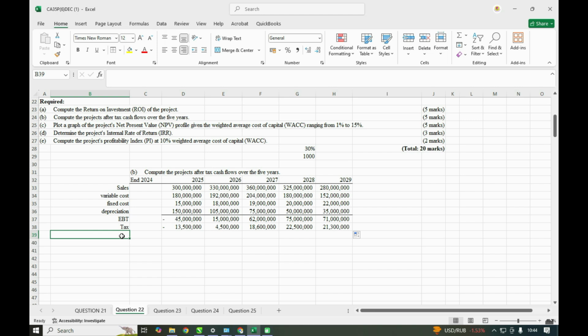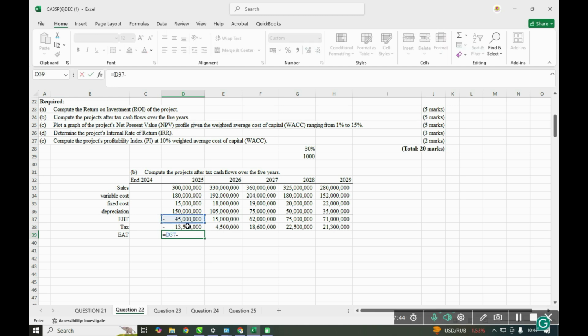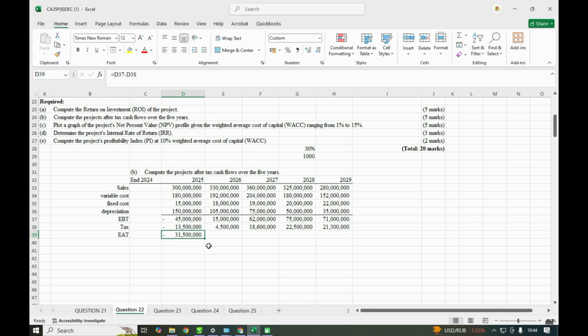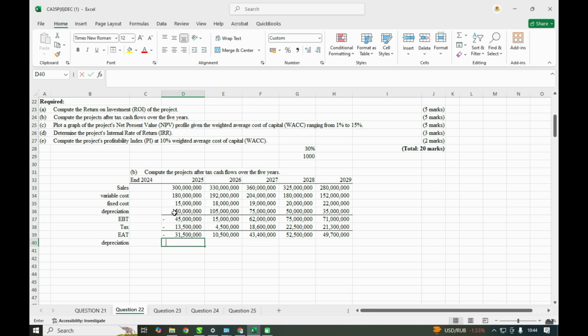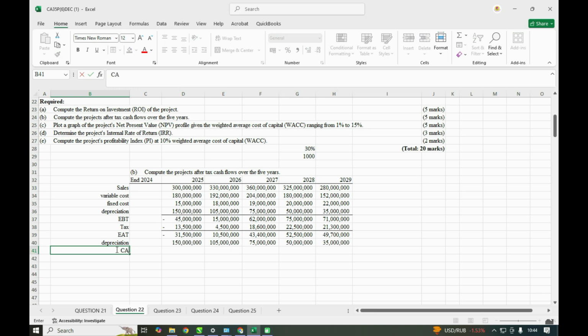And we shall have our earnings after tax. I'll take this and I minus this one. So this will be our earnings after tax. I'll autofill, use the top border, and after getting the earnings after tax, we shall add back depreciation. Remember, depreciation is a non-cash item. We shall add it back there, and we shall get our cash flow.